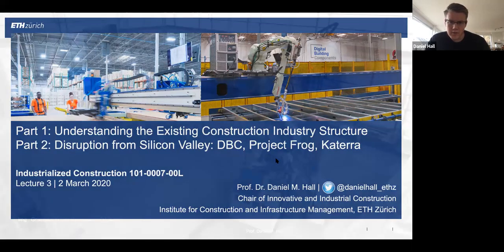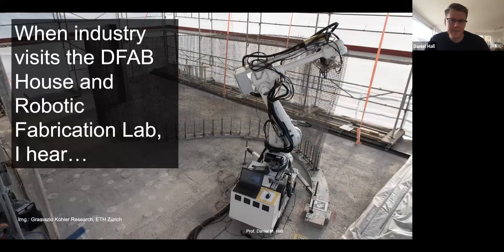Let's begin. We've mentioned a little bit about the DFAB house and the robotic fabrication lab, which is next door to the Hill building in HIB. I actually have many industry people who come and do tours of the robotic fabrication lab and look at some of the new on-site robotics, such as this in situ fabricator for the DFAB house. When people come, I always ask a couple questions. The first question I ask is, what do you think? And people say that it's pretty interesting: robotics, industrialization, construction.